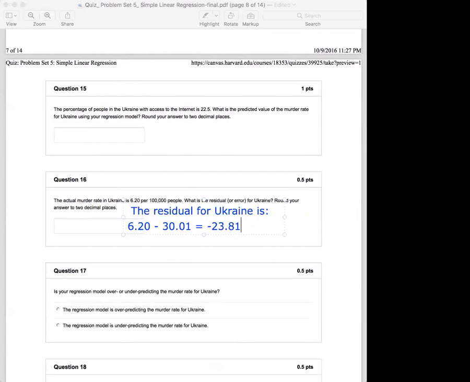So just to conceptually understand this, what does this say? This says the regression model is over-predicting the murder rate for Ukraine. That is, the predicted murder rate is 30, but the actual murder rate is 6.20. So its negative value suggests that we're actually over-predicting by a considerable amount the actual value. And that's what a negative residual is. A positive residual says we're under-predicting by our model. Okay.